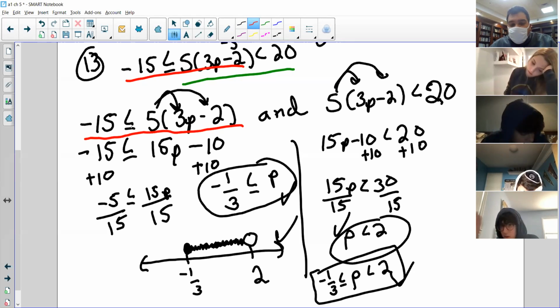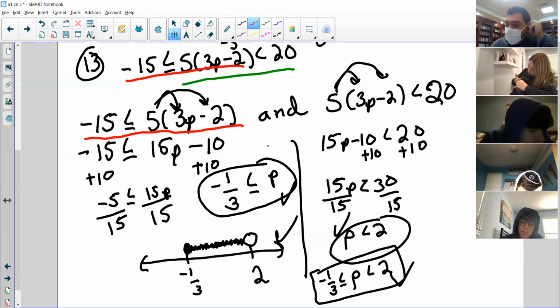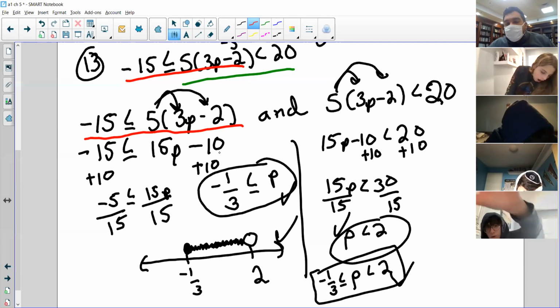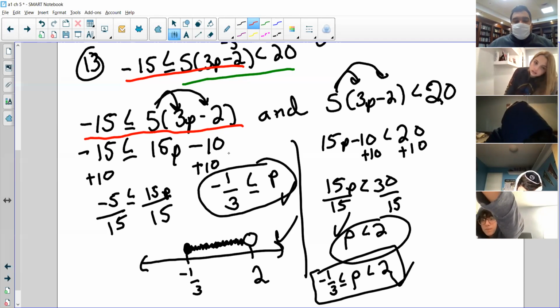Did you write it in this order? -15 is less than blah. No, because I did it right off the question. I did -15 is less than or greater than or equal to. That's why you don't want to do it off the question. Rewrite it as two separate questions, because that kind of mistake does occur if you write it off the question, because then you're moving P around and you get awkward. So separate it first and then do it, and you'll avoid that kind of issue.